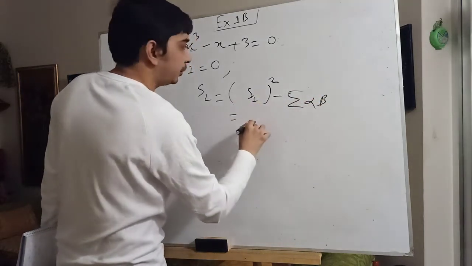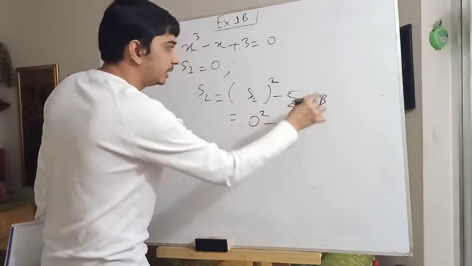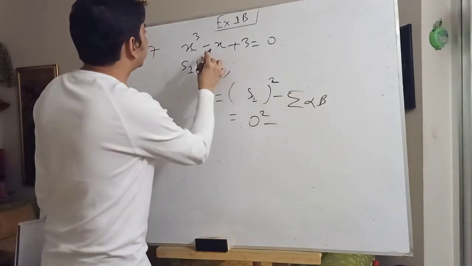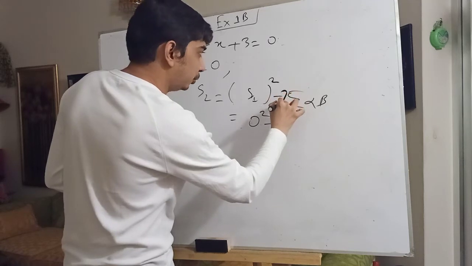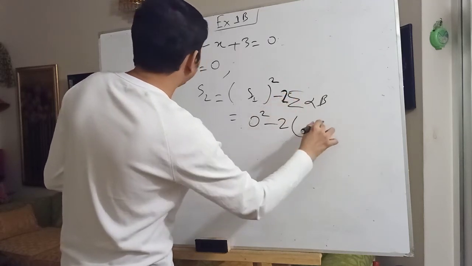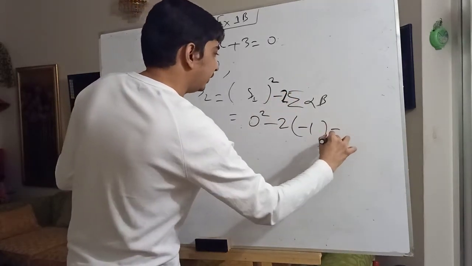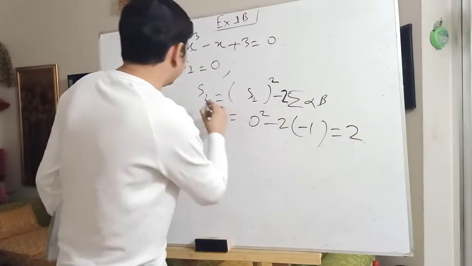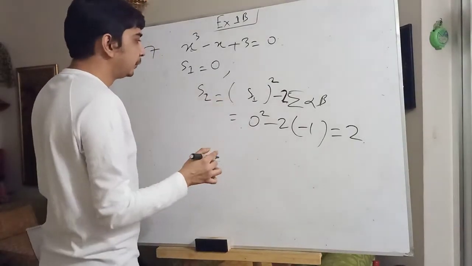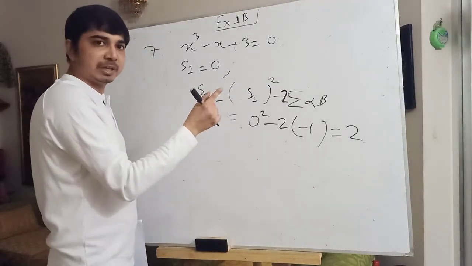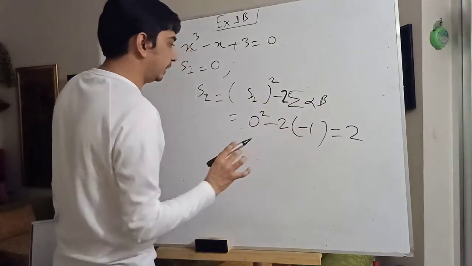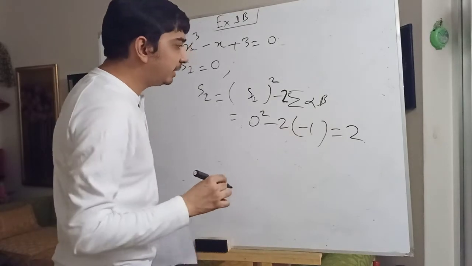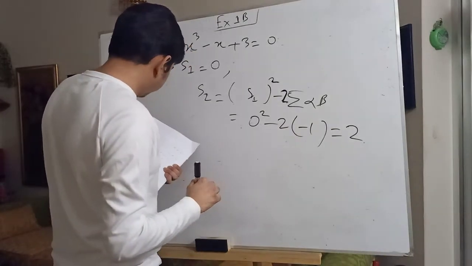So S1 is 0, so 0 square minus sigma alpha beta, the value is going to be minus 1, so don't forget a 2 over here. So minus 2 into minus 1, so the value is equal to 2. So that is the value of S2. Basically S2 is alpha plus beta plus gamma whole square minus 2 into sigma alpha beta. I'm just applying the formula here. So the value of S2 you get as 2.